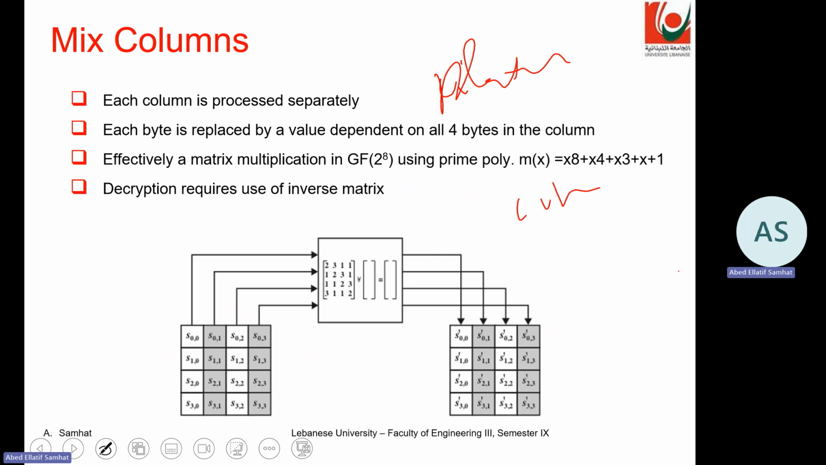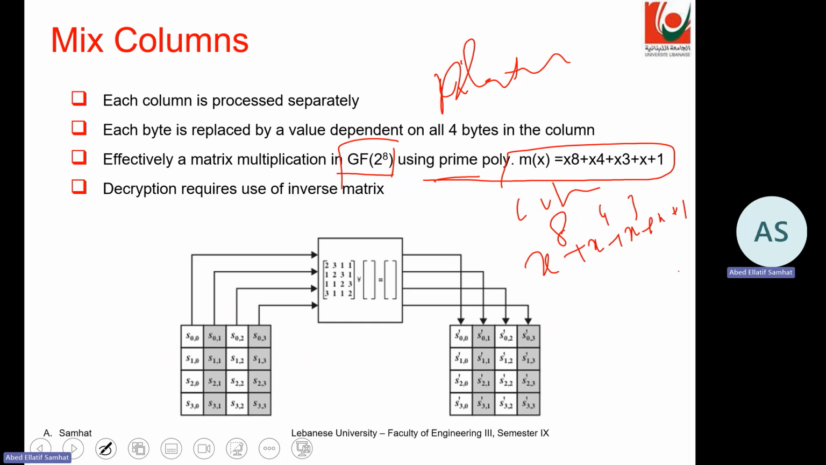So the idea here, because we are working in Galois field 2 to the power 8 using the Advanced Encryption Standard algorithm, means that we are using this polynomial, which is x to the power 8 plus x to the power 4 plus x to the power 3 plus x plus 1. And this is a polynomial of the Galois field. So the inverse will be done like this.